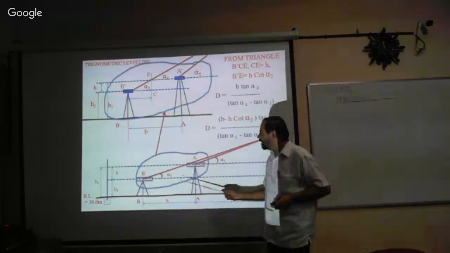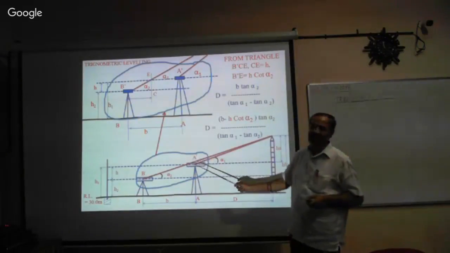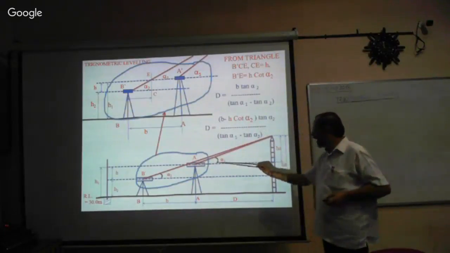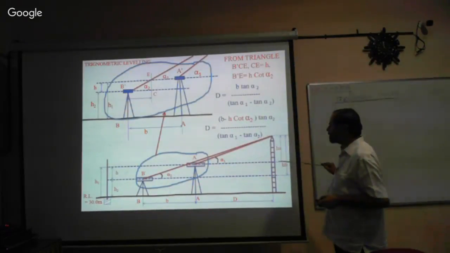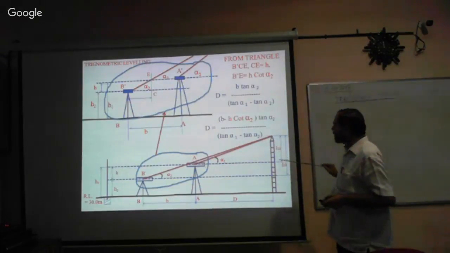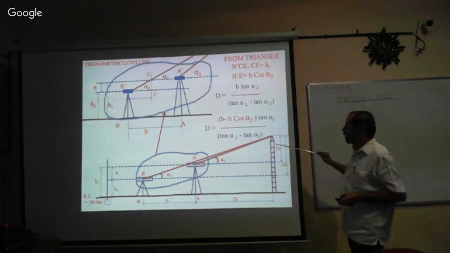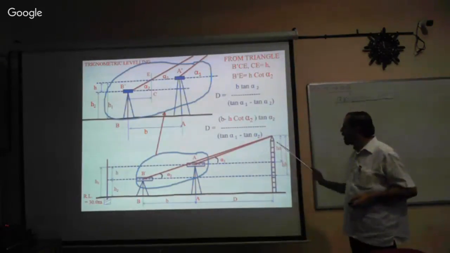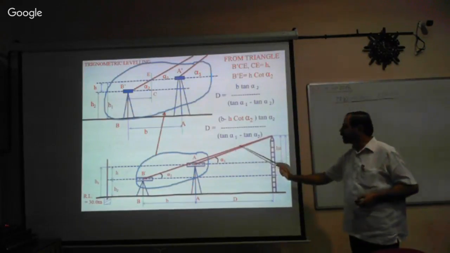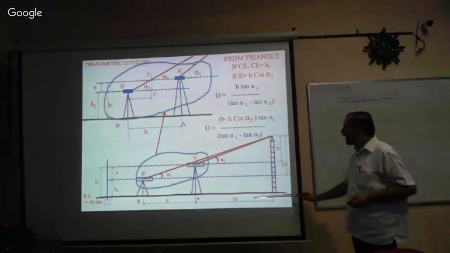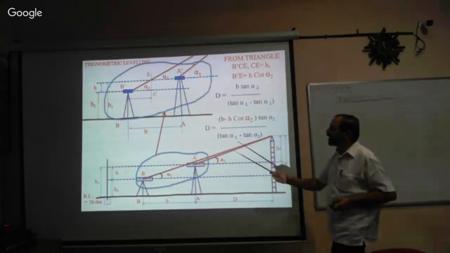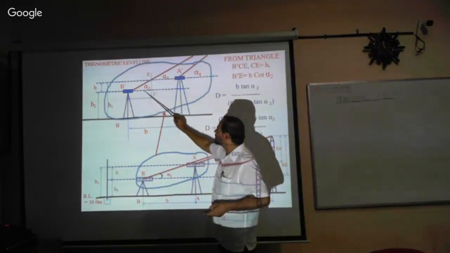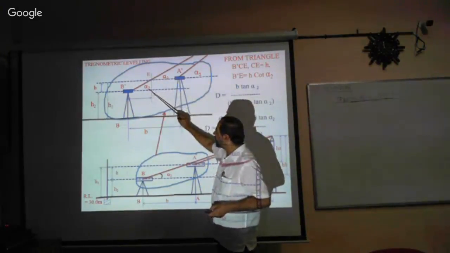Now in a similar manner, in a similar style, consider this triangle, that is H1 or HA. H1 is equal to HA is equal to D tan alpha 1. Now similarly, let us consider this triangle.